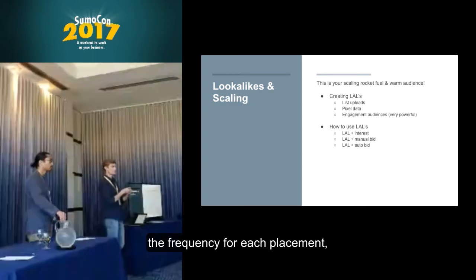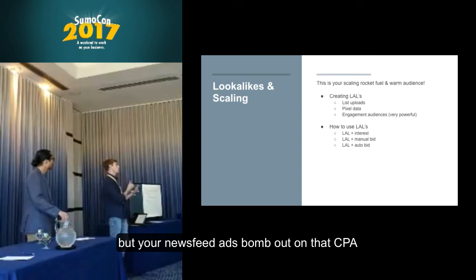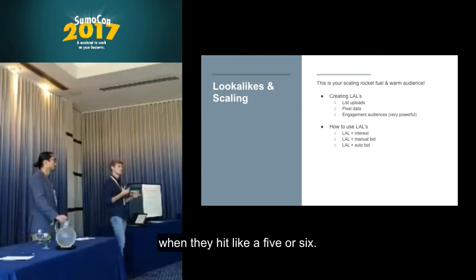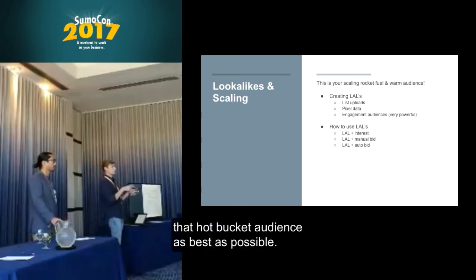But if you've got all of them bundled into one, you're not going to be able to know the frequency for each placement. The right-hand column might convert at your target CPA up to like a 15 frequency, but your newsfeed ads bomb out on that CPA when they hit like a 5 or a 6. So you want to separate those out so you can optimize that audience, that hot bucket audience, as best as possible.